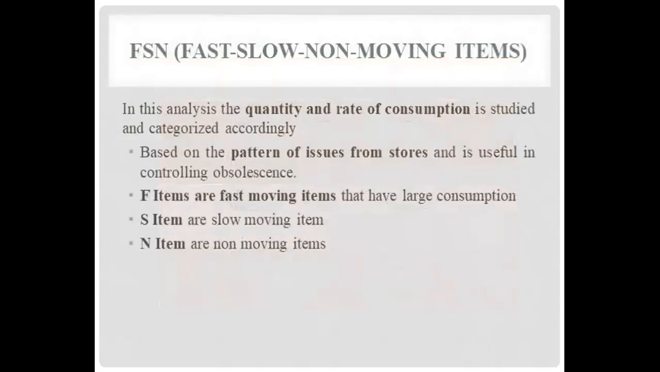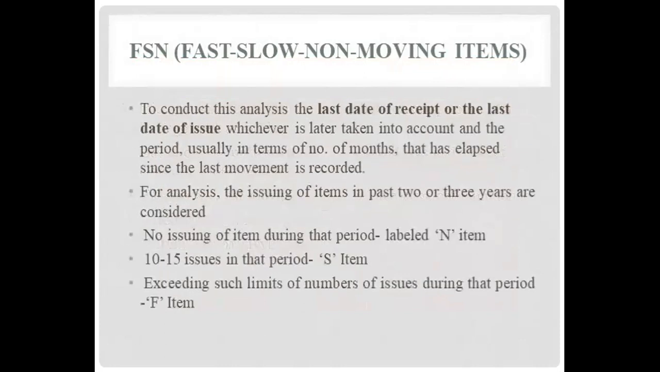Another analysis is FSN analysis, which is fast, slow, and non-moving items, which is based on the quantity and rate of consumption, based on the pattern of issues from the store. F is the fast moving items that have large consumption. S are the slow moving items, and N items are non-moving items from inventory. To conduct this analysis, the last date of receipt or the last date of issue, whichever is later, is taken into account, and the issue of items in the past 2 or 3 years is considered.